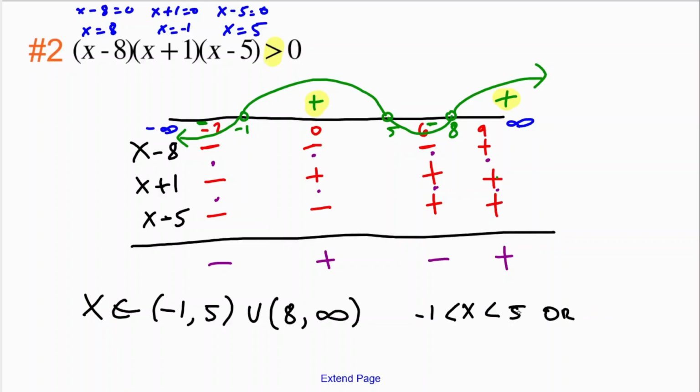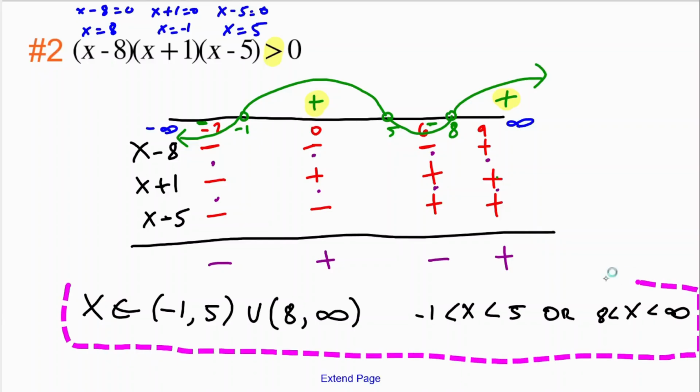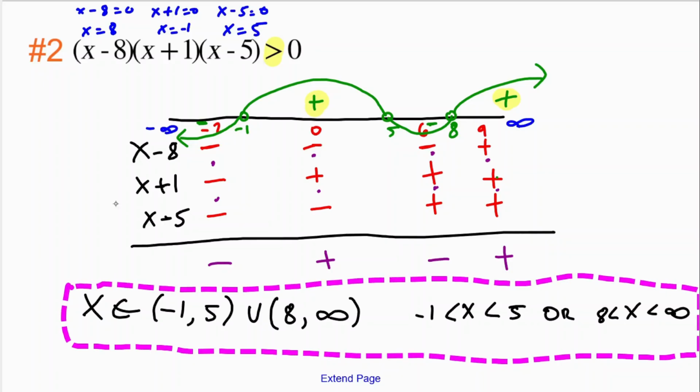Or you can also put a union here. That's fine as well. X is greater than 8 and less than infinity. These are both correct. And again, you can check by plugging in values in between these intervals into this guy right here to see if it is greater than 0.